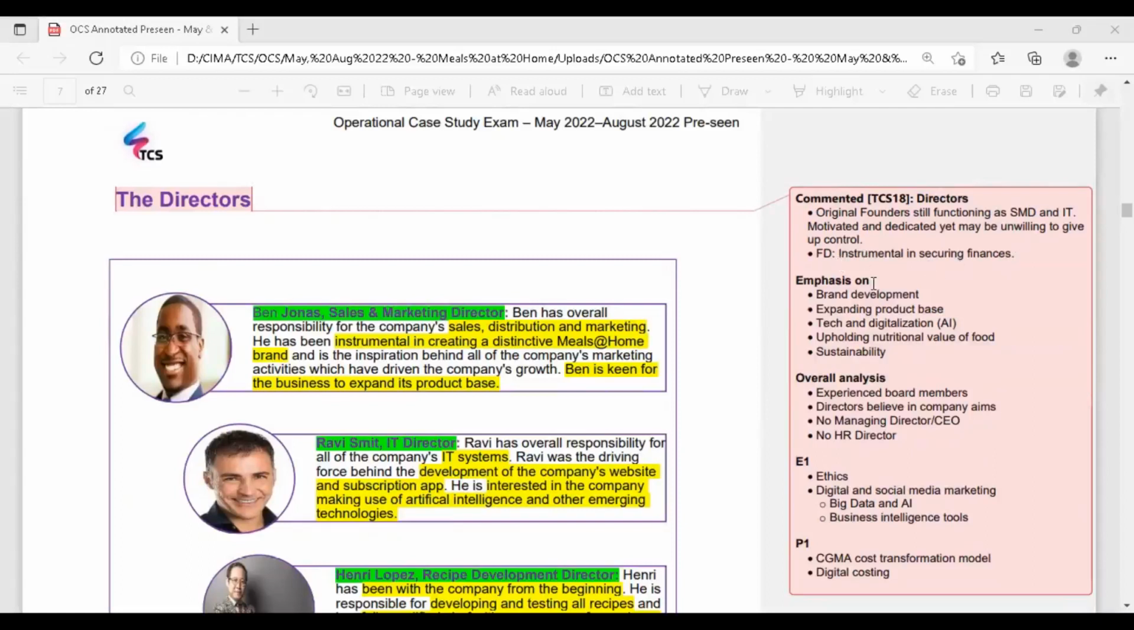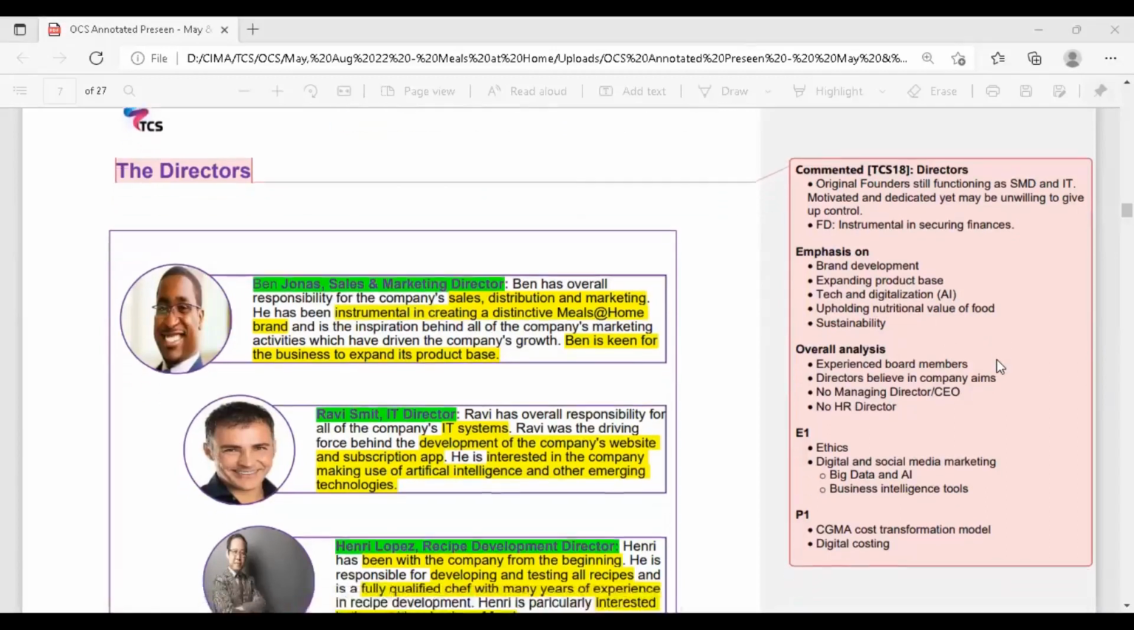And the board members emphasize brand development, expanding the product base, adopting technology and digitalization such as artificial intelligence, upholding nutritional value of food, and sustainability. So these are the areas which the board members are interested in achieving. And looking at an overall analysis, we have a set of experienced board members.